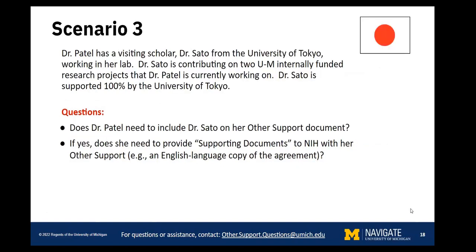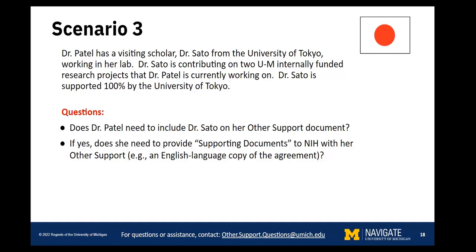Next. Yeah, there we go. Okay. On to Japan. Dr. Patel has a visiting scholar, Dr. Sato, from the University of Tokyo, working in her lab. Dr. Sato is contributing on 2 U of M internally funded research projects that Dr. Patel is currently working on. Dr. Sato is supported 100% by the University of Tokyo. Okay, same questions. First one, does Dr. Patel need to include Dr. Sato on her other support document? And then if yes, does she need to provide some sort of supporting document to NIH with her other support?